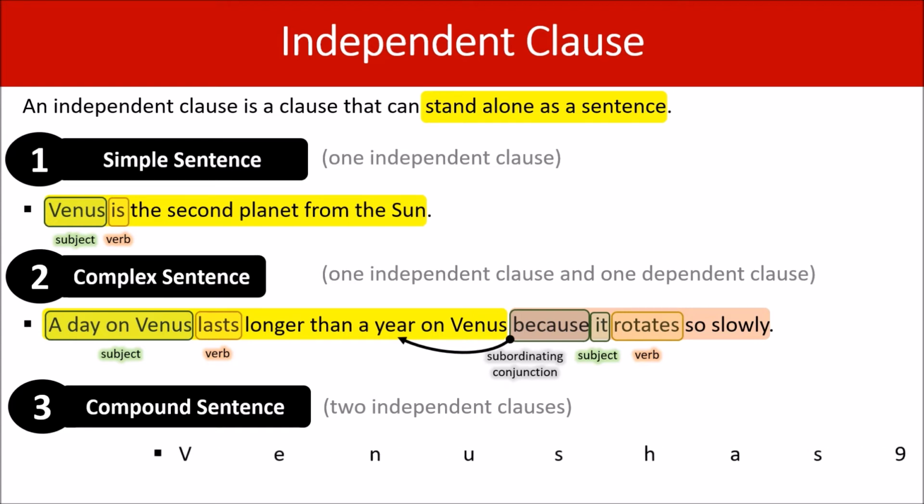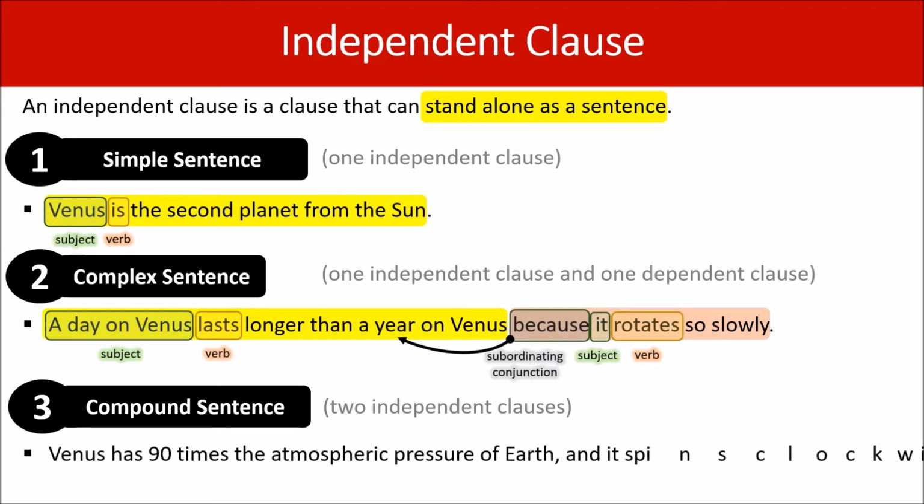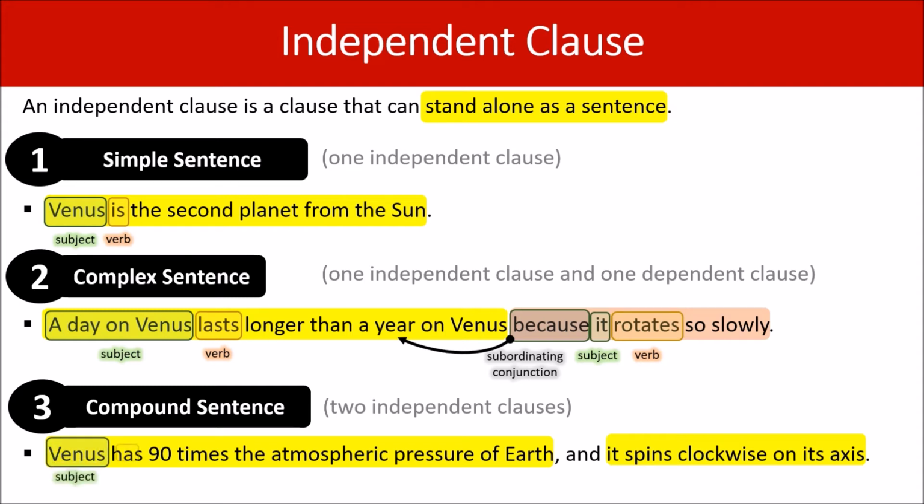Here is an example of a compound sentence. Now remember, a compound sentence has two independent clauses. Venus has 90 times the atmospheric pressure of Earth. And the second one that could stand alone as a sentence, it spins clockwise on its axis. Venus is our subject, has is our verb. In our other independent clause, it is the subject and spins is the verb. This time, it's not a subordinating conjunction, it's a coordinating conjunction. And we have a whole page on coordinating conjunctions.